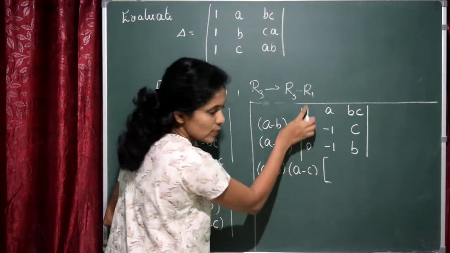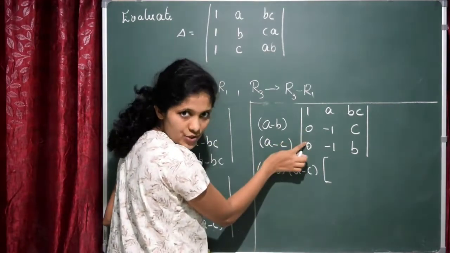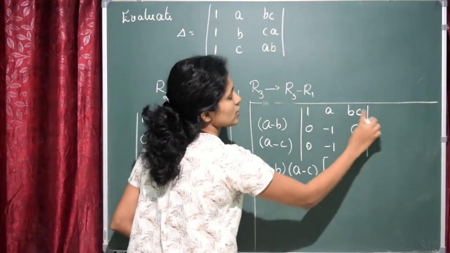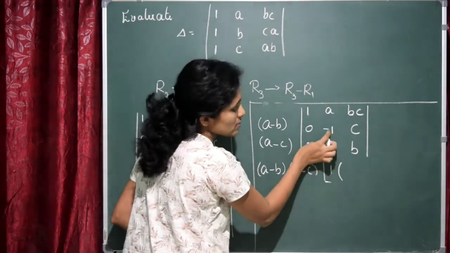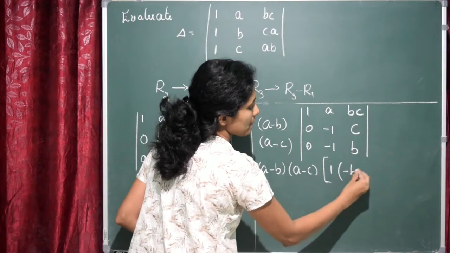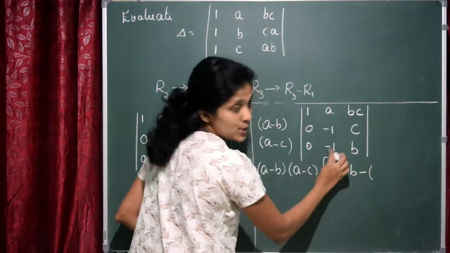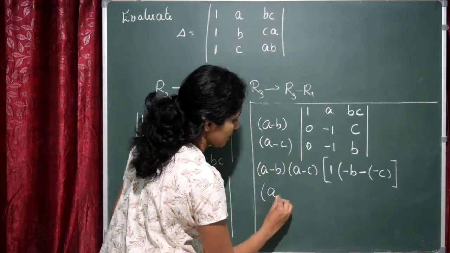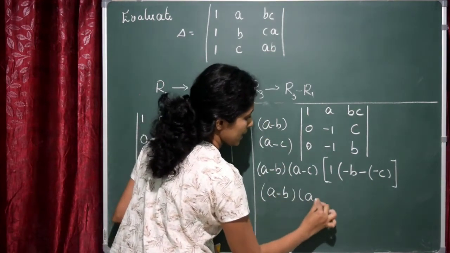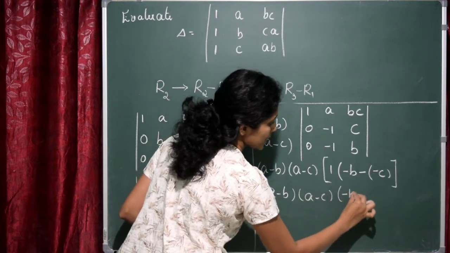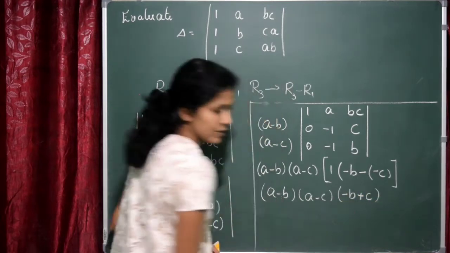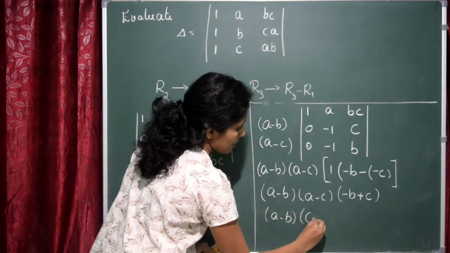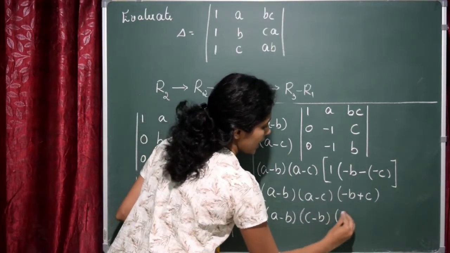Then here you can see the first column is there. Two elements are 0. So I'll go with this column. So 1 into, I'll delete the first row and first column. So this is minus 1 into B will be minus B, and minus 1 into minus C is plus C. So this is equal to A minus B into A minus C into minus B plus C. So this one I can write as A minus B into A minus C into C minus B.